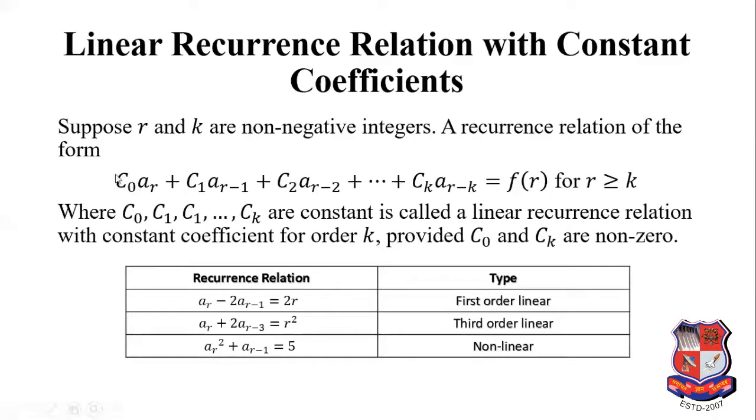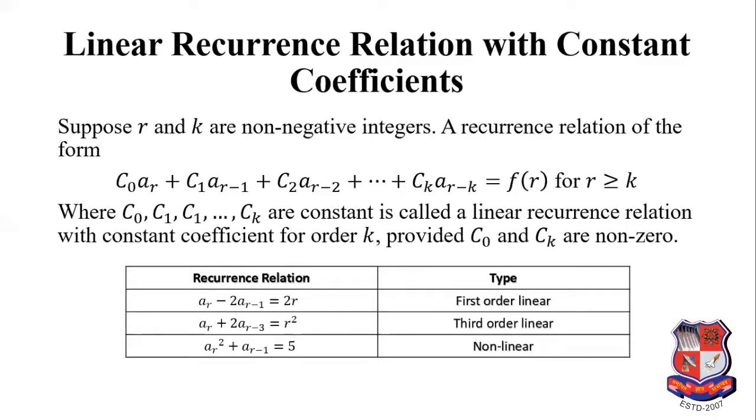provided that the first term and the last term on the left hand side of the equation, that is, both the constants should be non-zero. Now let's see some of the examples, so how we can find out the order of that particular recurrence relation.